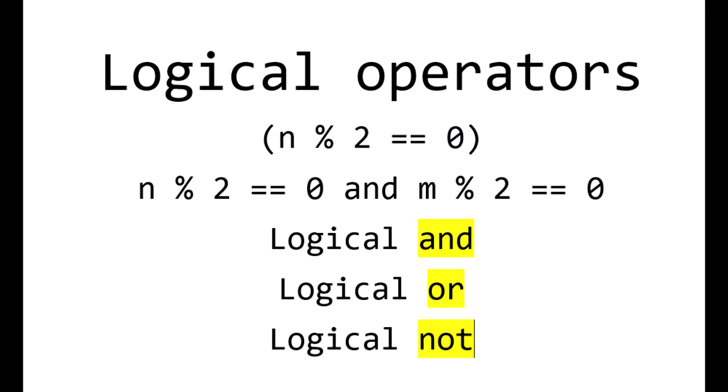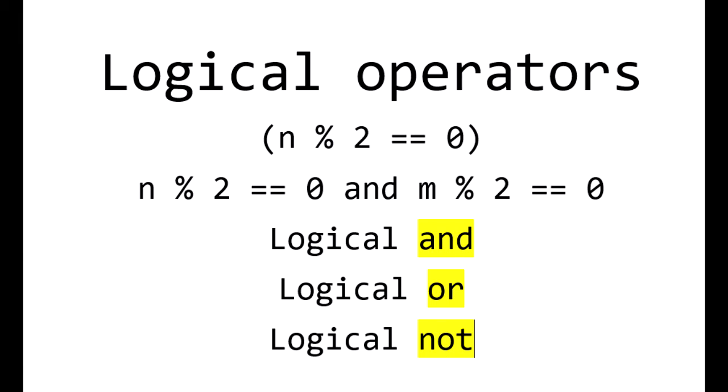In Python, standard logical functions exist: AND, OR, and NOT. AND is binary. There are two operands, left and right, and it returns true if and only if both operands are true. OR is binary too, and returns true if at least one of the operands is true. NOT is unary, has only one operand, and returns true if the operand is false.